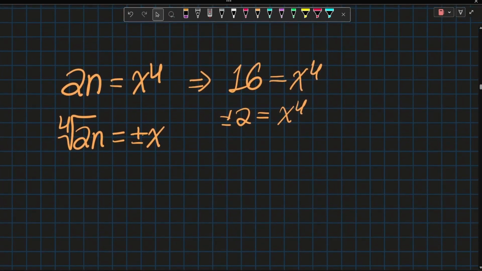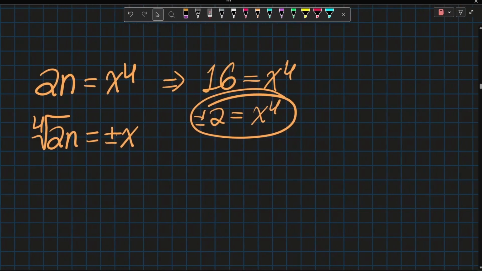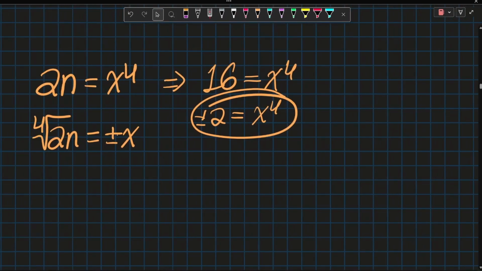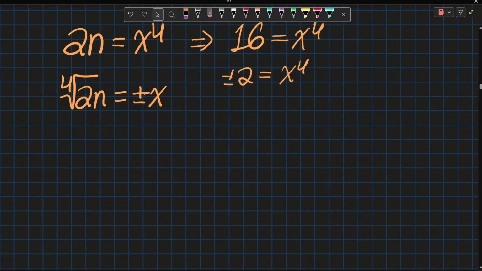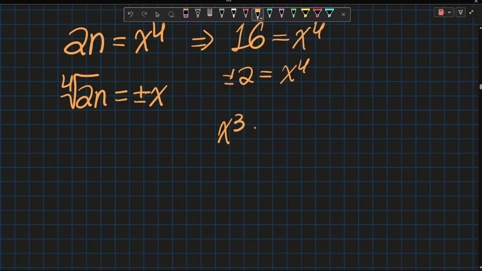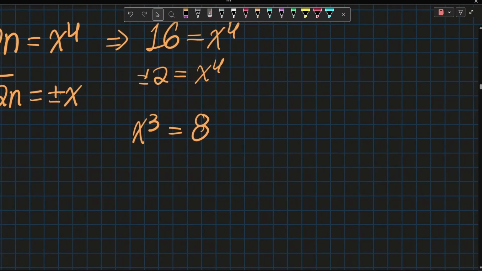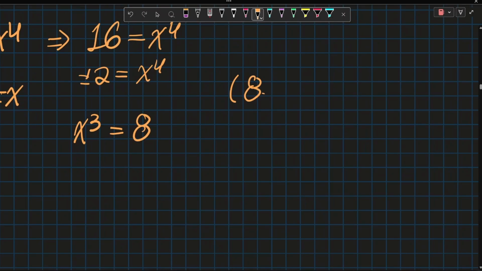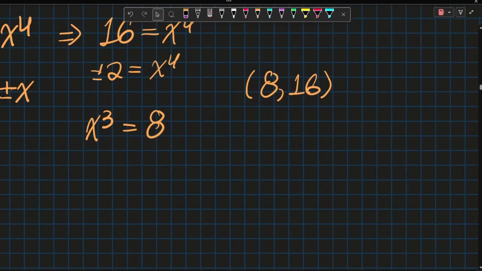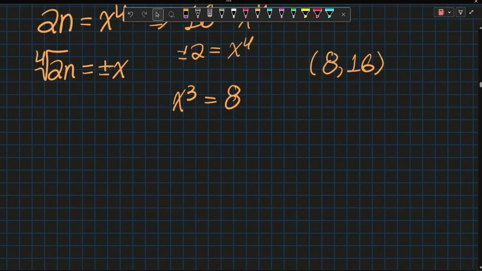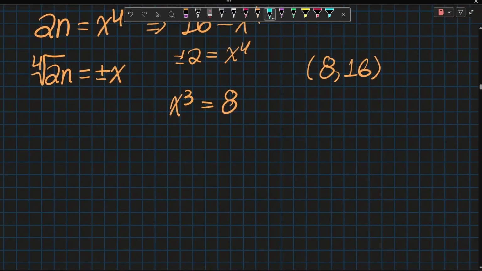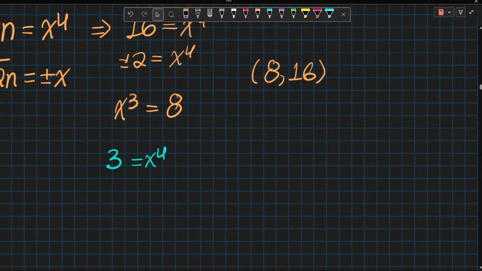Now let's look at this one more time. If our x to the 4 value is 16, that means our x cubed value is 8, which means that 8, 16 is a possible pair for us. Now let me look at another pair. Let's say I want 3, an odd number, from x to the 4. This makes sense for us.